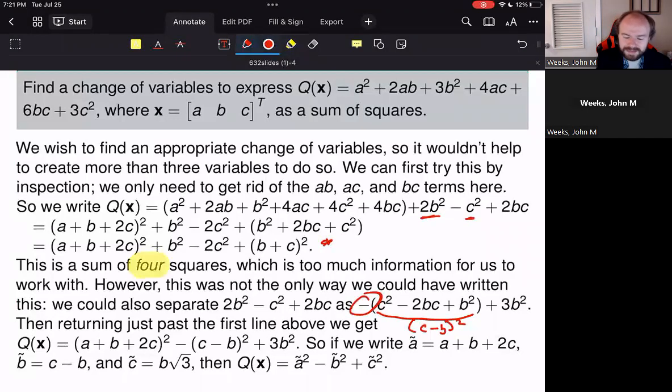Then returning just past the first line and connecting all of these things together, this 2b squared becomes 3b squared. And then we get that q of x equals this. And that's a way to write this in terms of 3 terms, each of which is its own sum of squares.